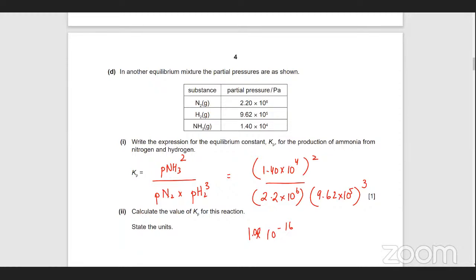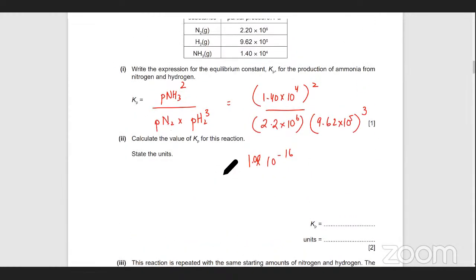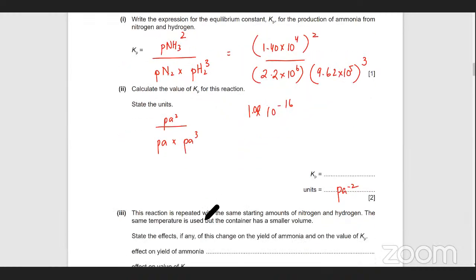Next is to state the units. You have to state the units as well. I think this was in pascals. So it's basically pascal squared divided by pascals multiplied by pascal cubed, which is going to be, figure it out yourself, pascals minus 2. Squared over 4, so it's going to be pascals minus 2.